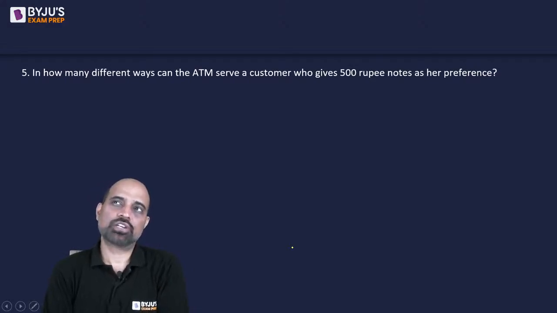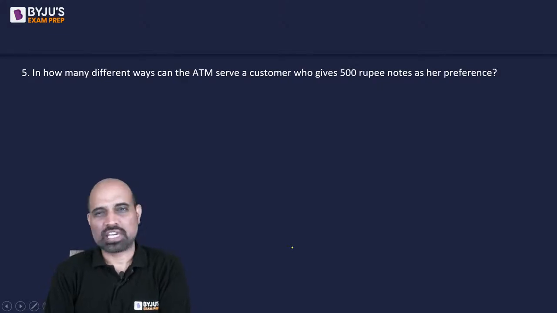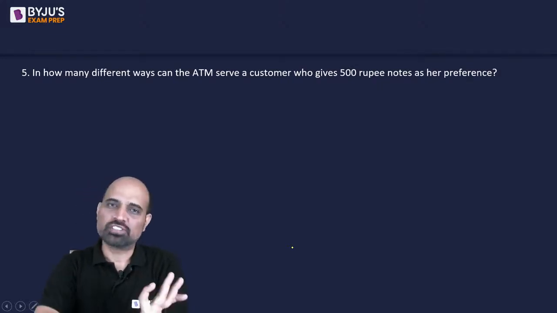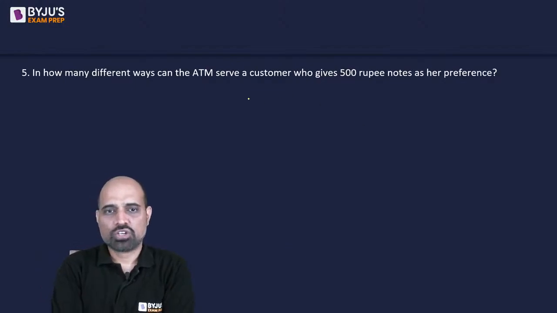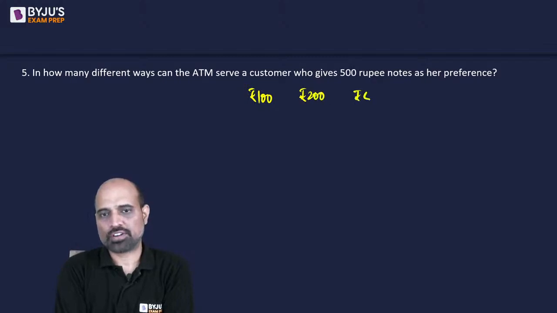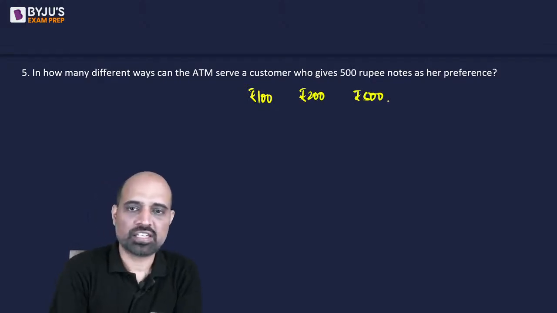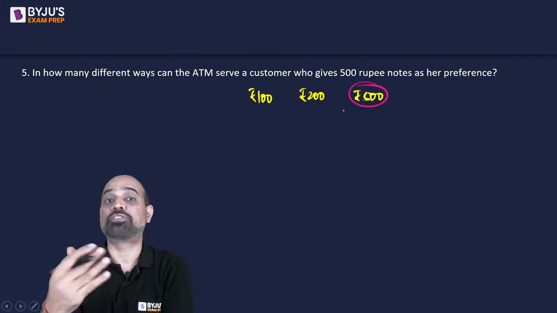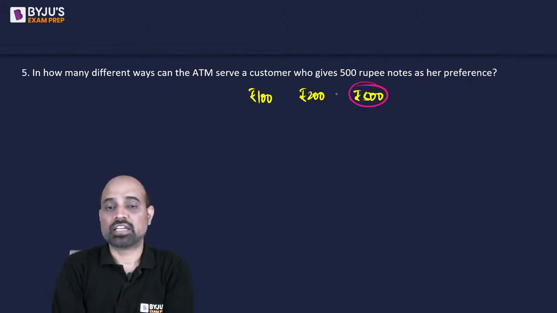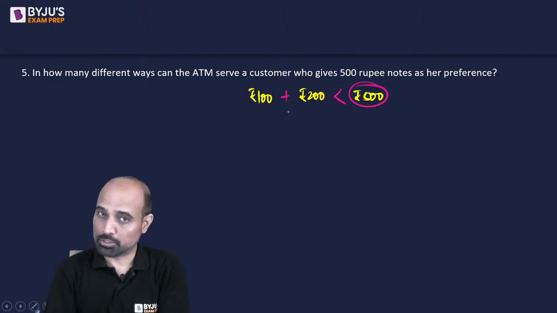Shall we use equations? See, cases will have to be made in both, right? So let's solve it normally. So we have 100 rupee notes, we have 200 rupee notes, and we have 500 rupee notes. And out of these, 500 rupee notes is given the preference. That is, the number of notes of 500 should be greater than the sum of the notes of the other two denominations.